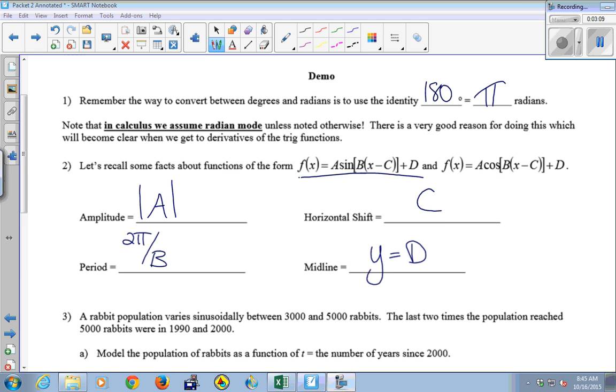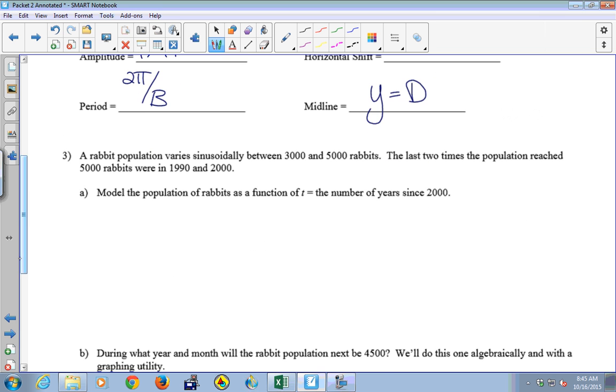Okay, so let's do an example where we take a real life scenario and we model it with one of these sinusoidal functions. You've got a rabbit population that varies sinusoidally between 3,000 and 5,000 rabbits. The last 2 times the population reached 5,000 rabbits was in 1990 and again in 2000. We want to make a model for the rabbits as a function of t, the number of years since 2000. I like to draw it first, and then try to write an equation that will match the graph.